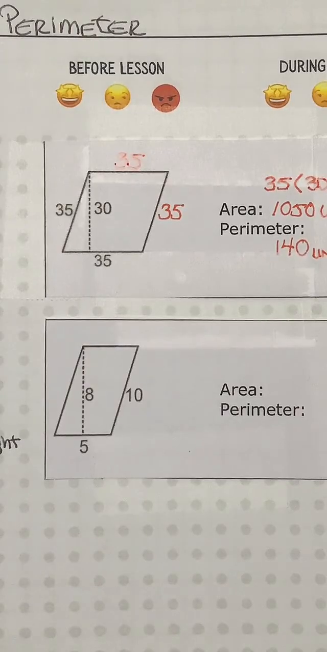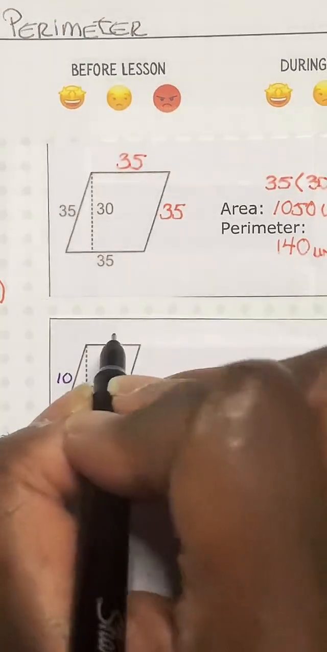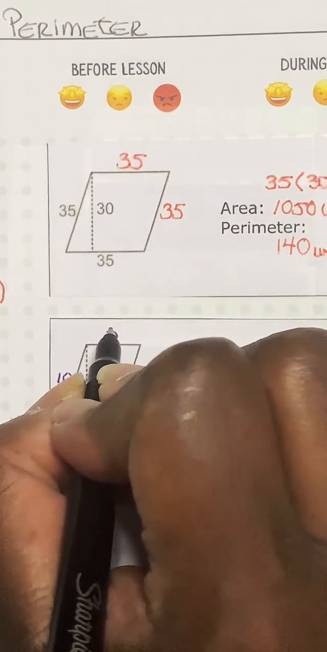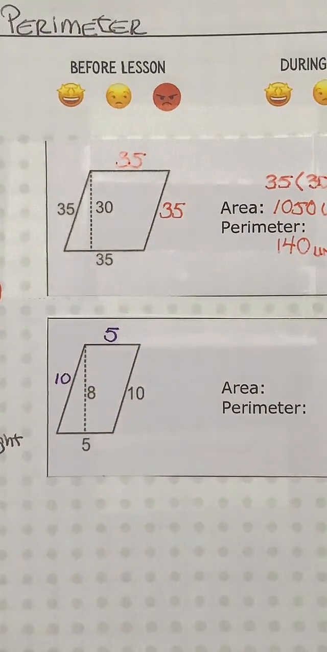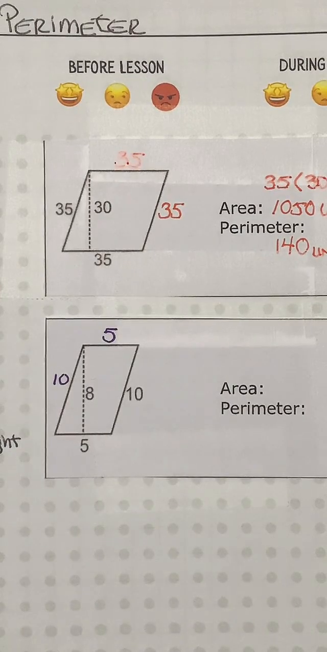Okay, Miss Reed, you're saying 10 on the other side? Yes. Yeah, we're assuming that'll be 10 and this will be 5. True. Yep, and 5 on the top.